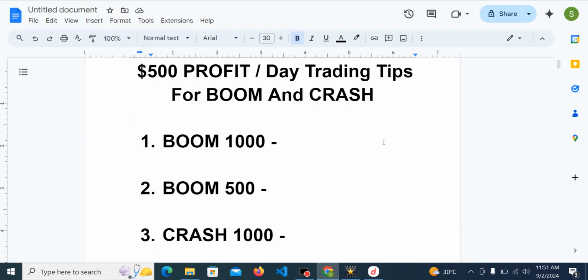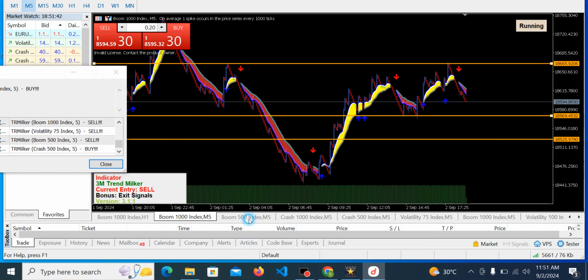Okay, so this is selling at the moment. It might not be for a very long time, most especially if it's unable to break out below that support zone. Okay, next asset is going to be Boom 500.